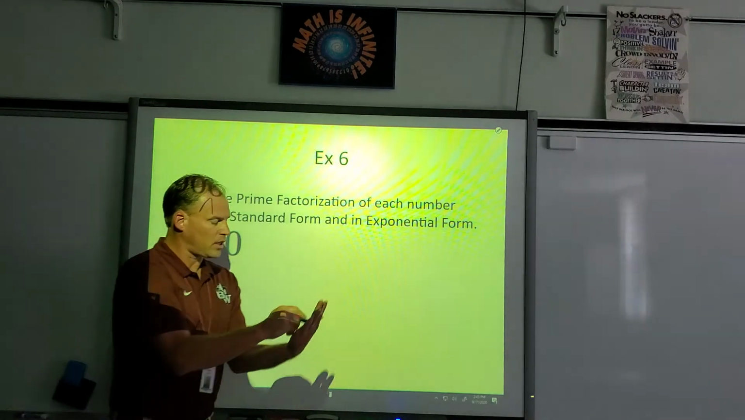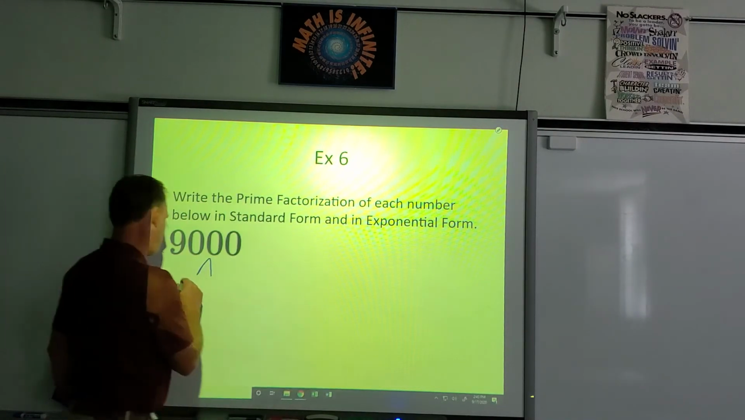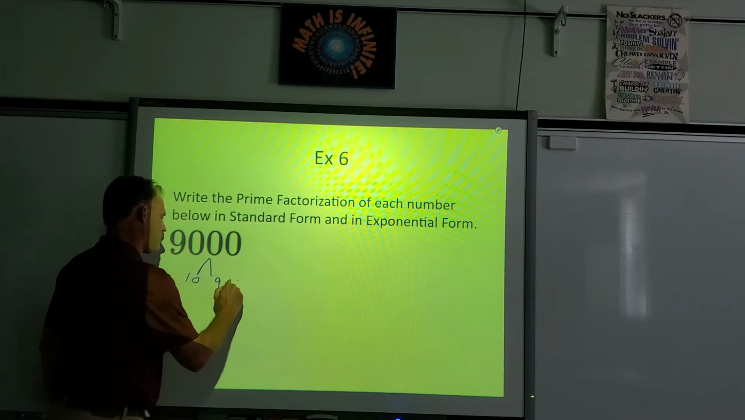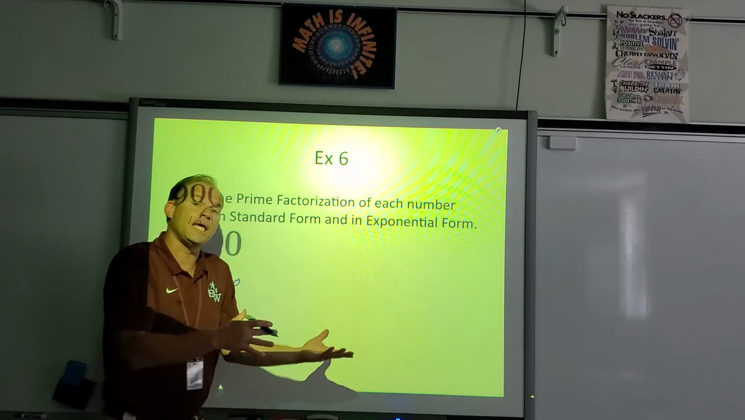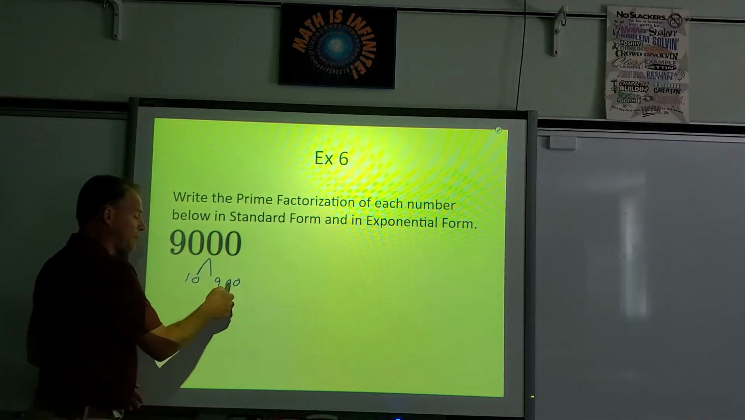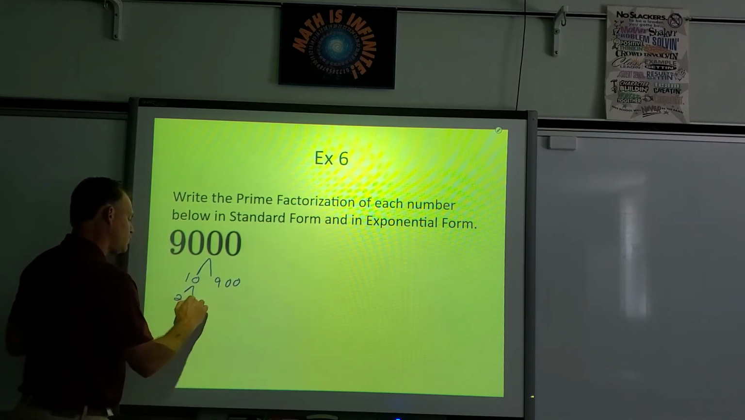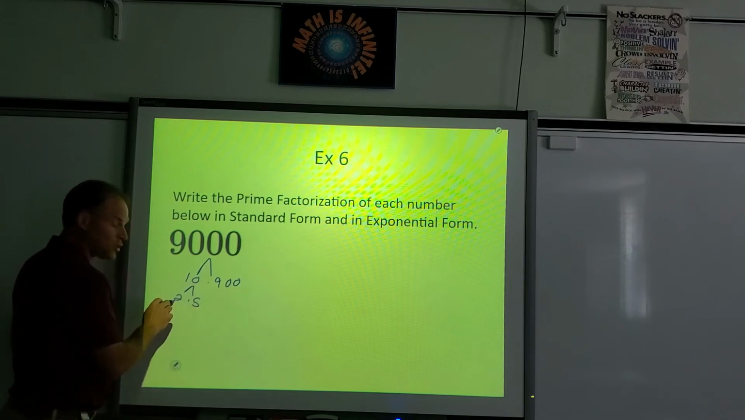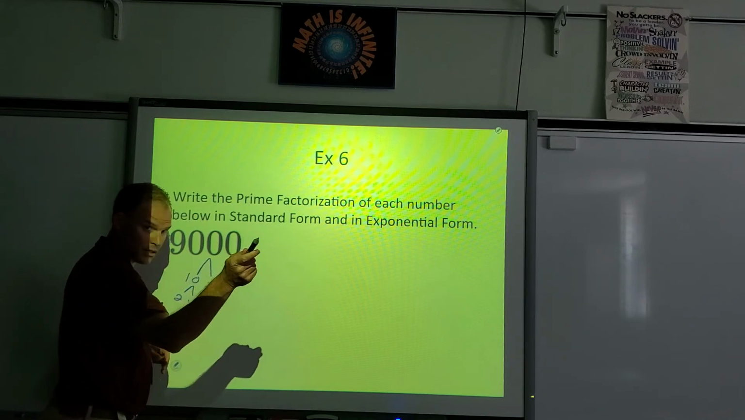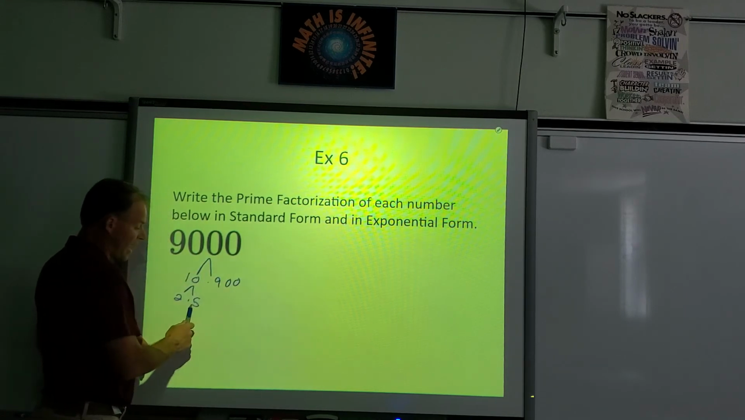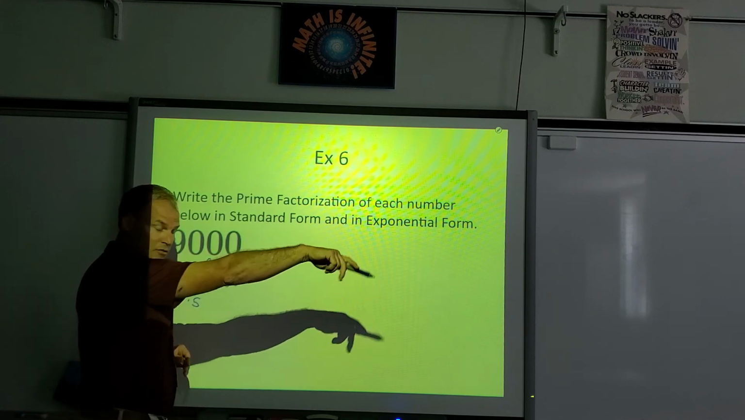Again, get out the calculator. 9,000 divided by 10, 900. Keep breaking it down. This is not prime, this is not prime. Keep going. 10. 2 times 5. Is 2 prime? Yes, it is. It's on that list from the beginning. 5? Yes, it is. It's on that list from the beginning.